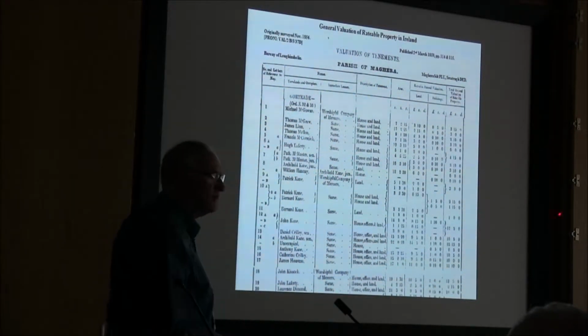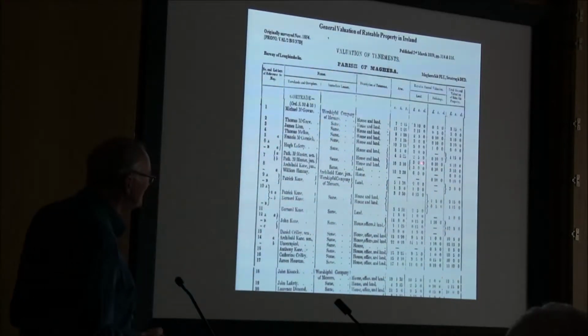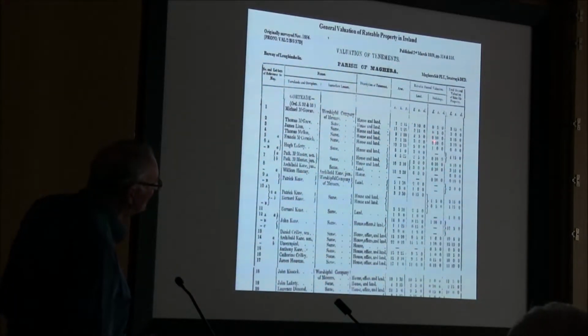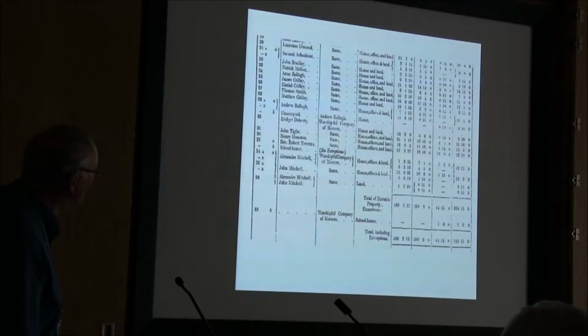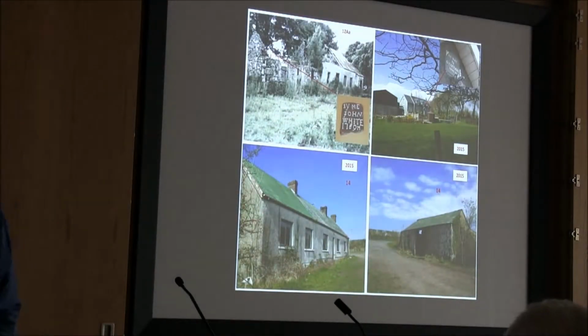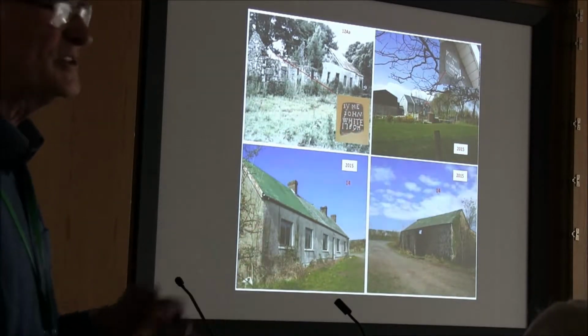So 5 shillings is what, 25p? 10 shillings is 50p. And look at, these are not very good houses. A pound's quite good. The biggest, £1.10 for John Kane and £1.10 for Archibald Kane. Now, let me just show you these 4 photographs, because the figures don't mean much, do they?